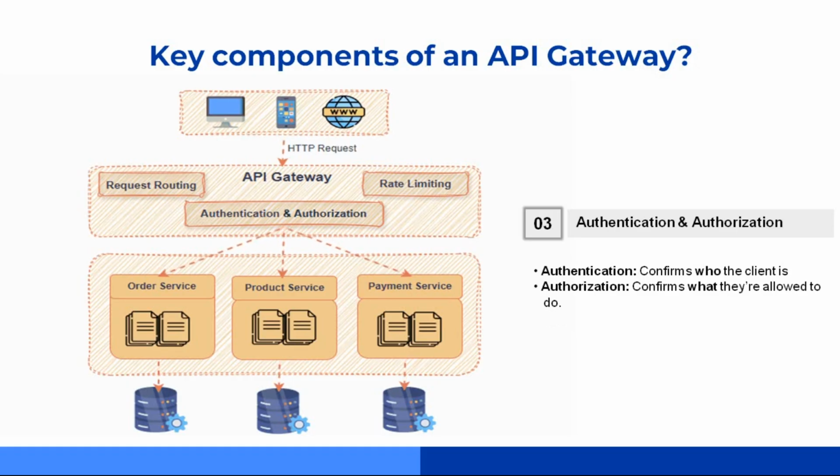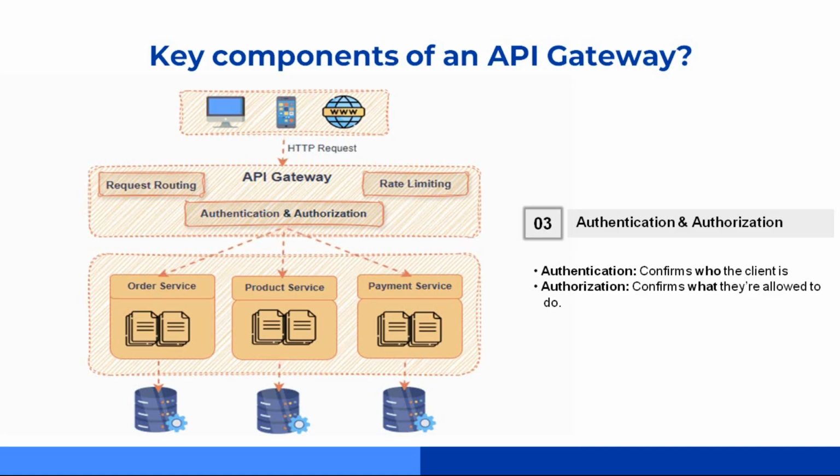Before routing a request to any service, the API gateway first checks if the client is authenticated. That means, are they logged in and have they provided a valid token? Then it moves to the next step, authorization, checking if this client is actually allowed to perform the action they're asking for. For example, the client sends a request with a JWT token.